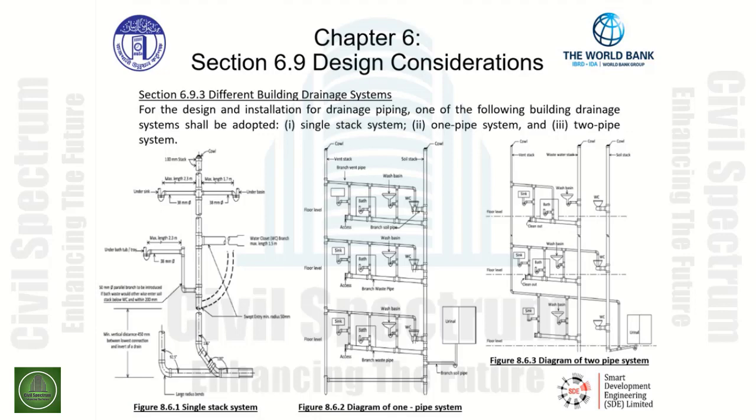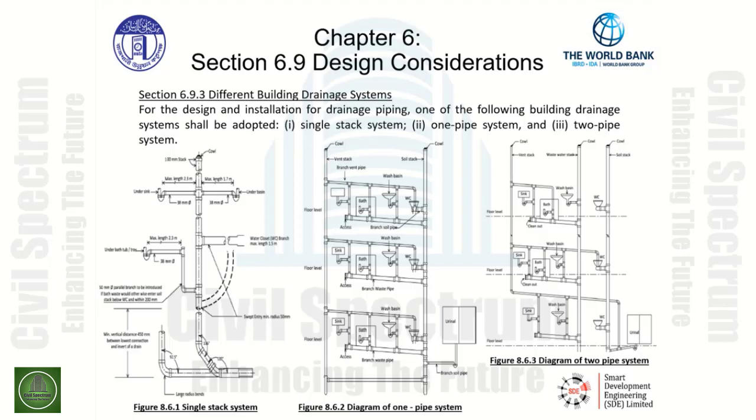Section 6.9, Design Considerations. We need to specifically understand certain designs, the requirements that go into designing and constructing the plumbing sanitary drainage system. Section 6.9.3 gives us different building drainage systems. The requirement here is as follows. For the design and installation for drainage piping, one of the following building drainage systems shall be adopted.